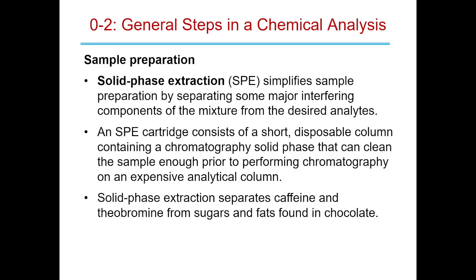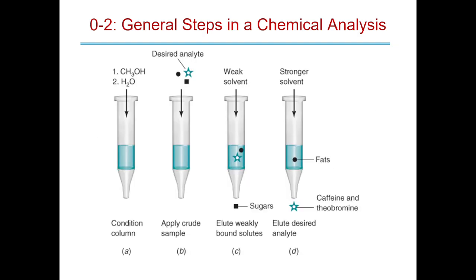Okay? The solid phase extraction will separate your caffeine and theobromine from sugars and fats found in chocolate. If you just looked at all the stuff in there, you would find there's several different components, two of the major ones being these two. Okay? And so you do chromatography, where things move at different rates through a mobile and immobile phase, right?